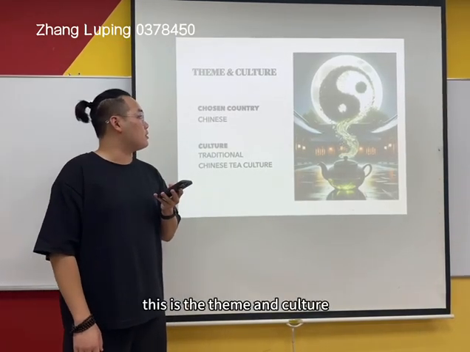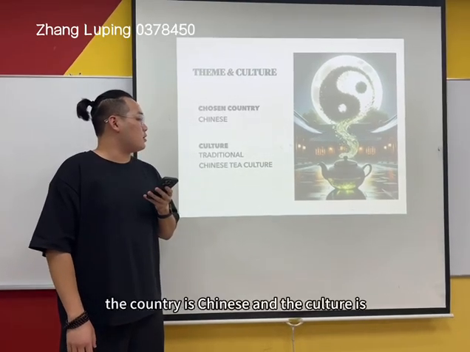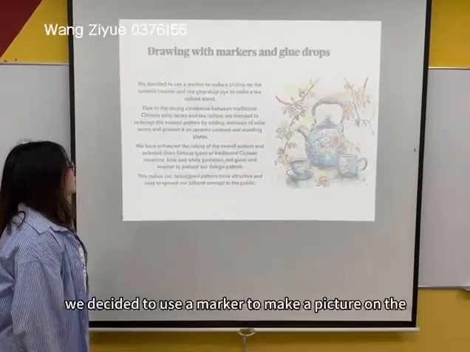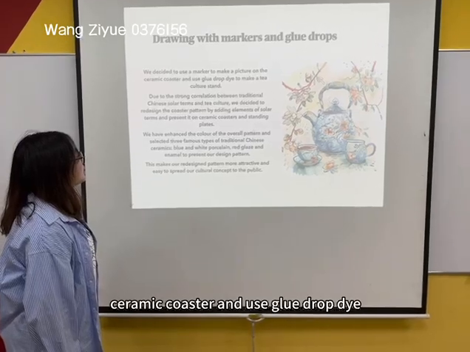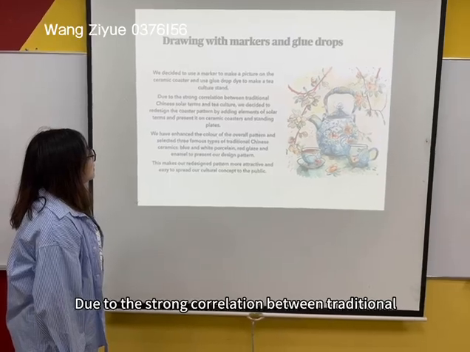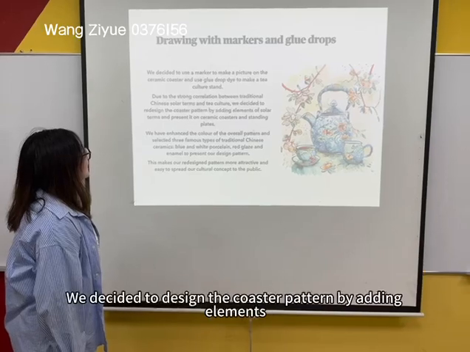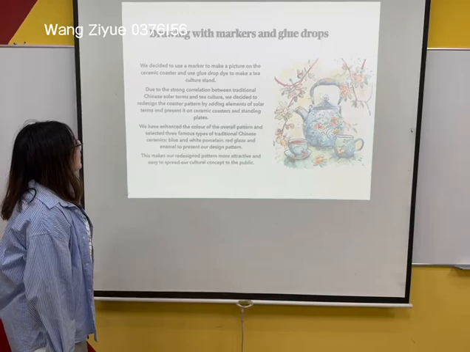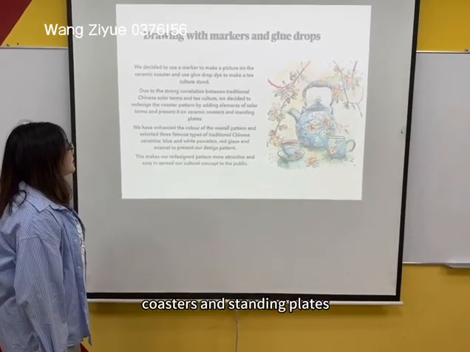This is the theme and culture. Our group's chosen country is China and the culture is traditional Chinese culture. We decided to use a marker to make a picture on the ceramic coaster and use glue drop down to make a tea culture stand. Due to the strong correlation between traditional Chinese solar terms and tea culture, we decided to design the coaster pattern by adding elements of solar terms and present it on ceramic coasters and standing plates.